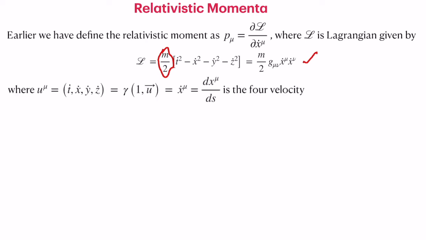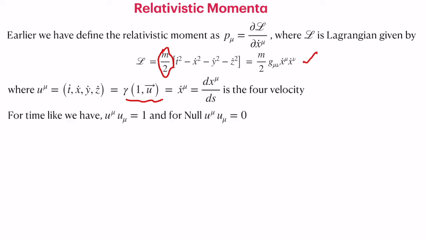We have seen that the 4 velocity is defined as u mu is equal to t dot, x dot, y dot and z dot. We have also seen it can be written in a compact notation as gamma into (1, u), where u is the spatial velocity, and gamma is basically dt by ds. If we use arc length as parameterization, we normalize the velocity for a time-like curve. That is, u mu u mu is equal to 1, and for null we have u mu u mu is equal to 0.